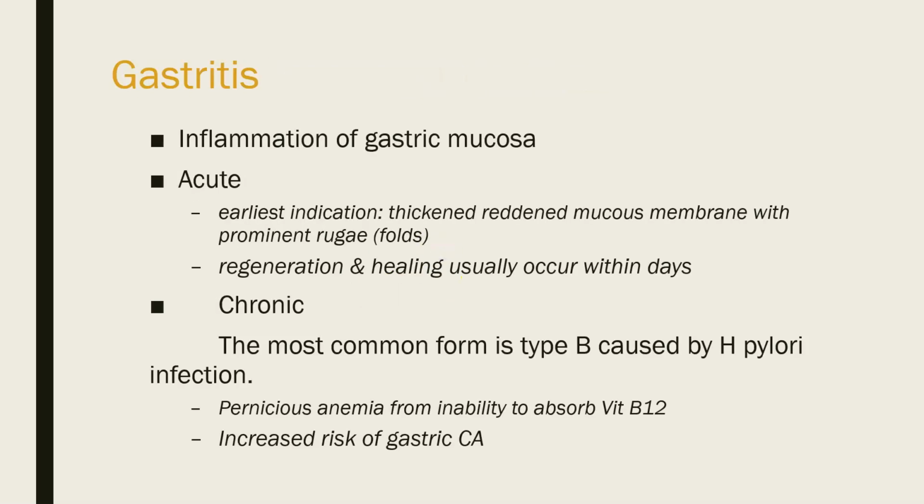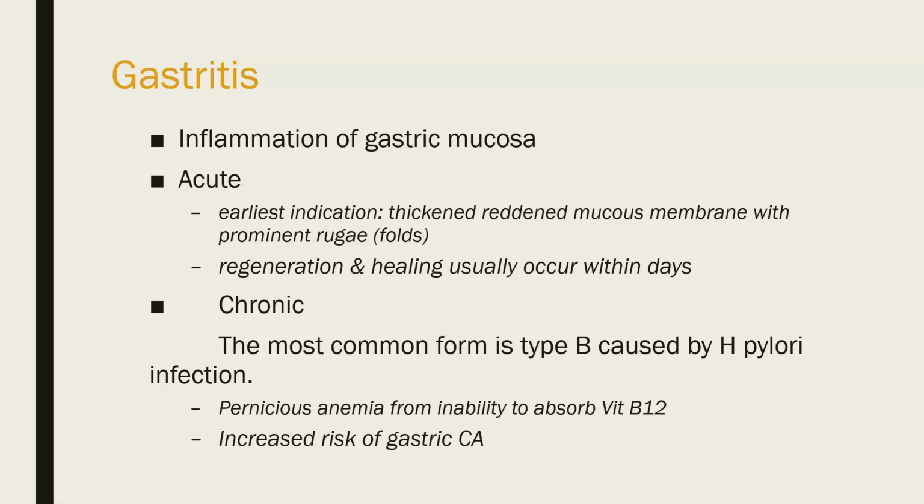First, let's talk about gastritis. Gastritis is the inflammation of the gastric mucosa, or an inflammation of the stomach lining. There are two types: both acute and chronic. With acute gastritis, early manifestations are a thickening and reddening of the mucosal membranes, and they have very prominent folds. Regeneration and healing usually occurs within days.